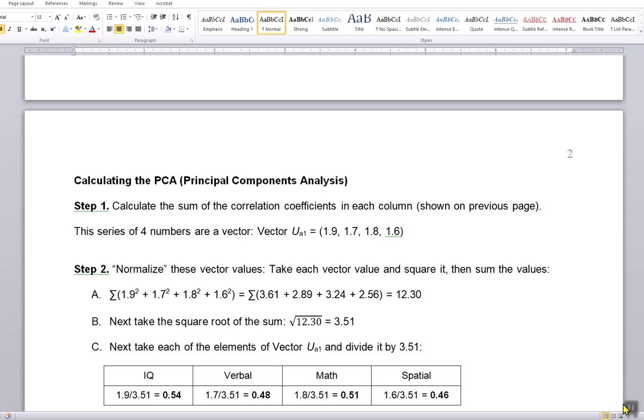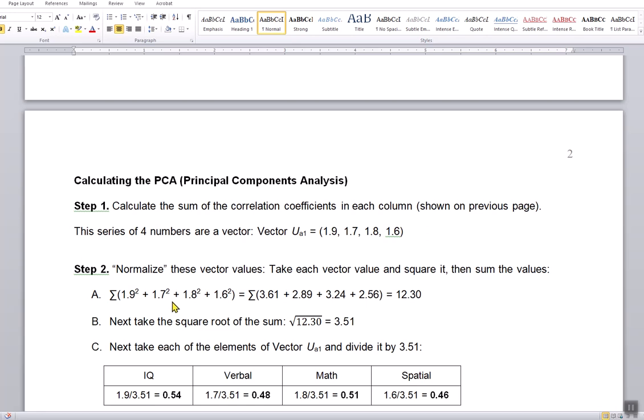So the next step is that we normalize these vector values. So we take these scores and we normalize them, and the way that this works is that we square the numbers. 1.9 squared is 3.61, 1.7 squared is 2.89, etc. And I'm only doing this at the second decimal point. I don't know if there are third decimals on some of these. There might be.